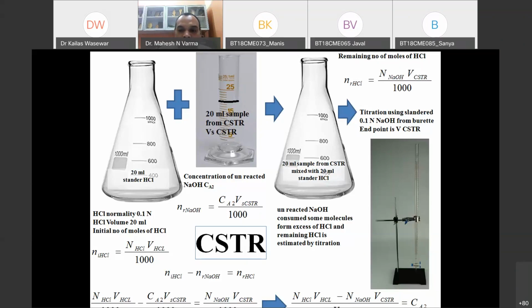Similarly, I can have it for the CSTR also. Only the volume differs, and again this endpoint is represented by VCSTR. So this will give me CA2. Okay, CA1 and CA2 are estimated. CB0 and CA0 are given to you, so you can estimate CB1 and CB2 also.